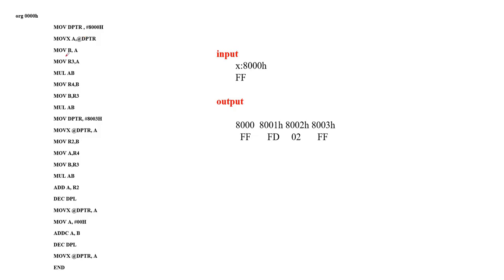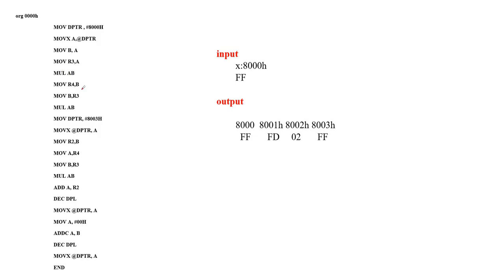Then we have move B comma A. The value in the accumulator will be moved or copied to the register B. Then we have move R3 comma A. The value in A is stored into the register R3. This will be used later in the calculations. Then we have mul AB, the multiplication instruction. It will multiply the values in the registers A and B, and the lower byte of the result will be stored in A, and the upper byte, that is the higher byte, will be stored in B.